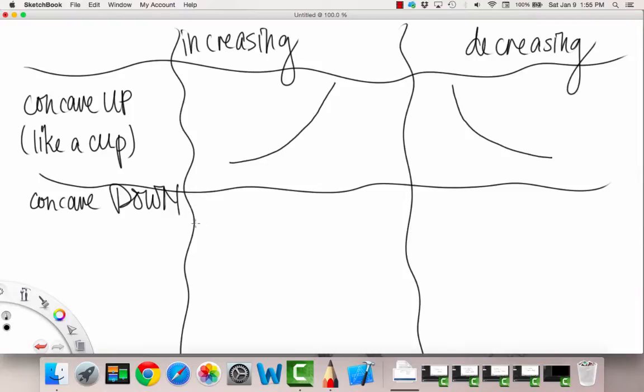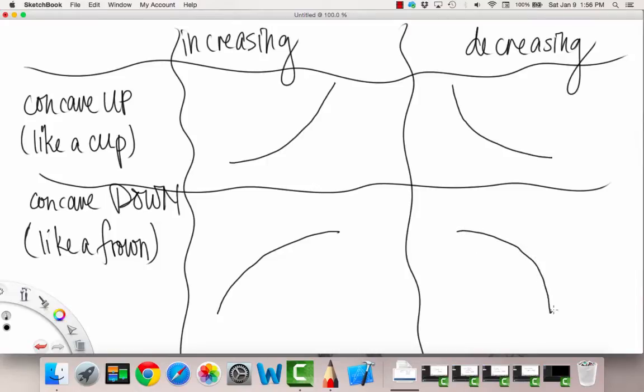And then let's go with concave down, and this is like a frown. Okay? Like a frown. Oh, the joy of rhyming words. Anyways, so concave down but increasing would look like this. The function values have to be increasing, but it's down like a frown, kind of like that. Okay? And then concave down decreasing would look like the other side of the frown.